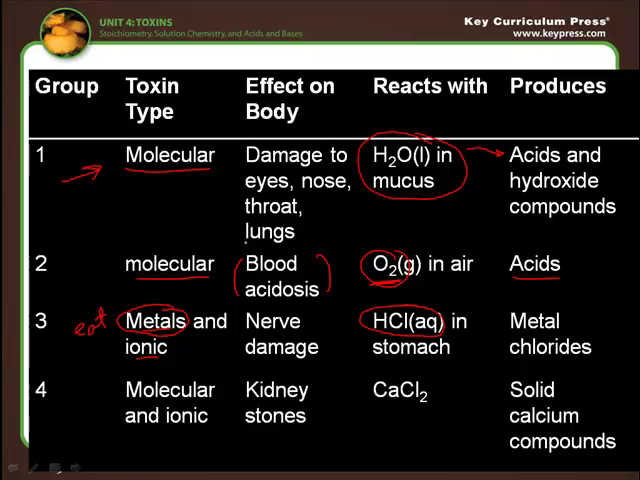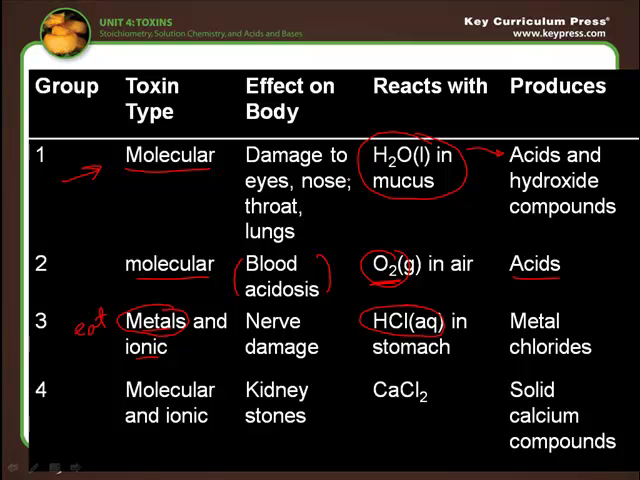So if you eat a metal or an ionic compound, that can be damaging. You can have severe nerve damage. That's why it's a really bad idea to eat lead, for example. That's why they took lead out of pencils. Why your pencil should be made out of graphite, not lead anymore.